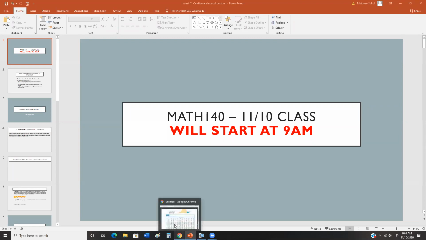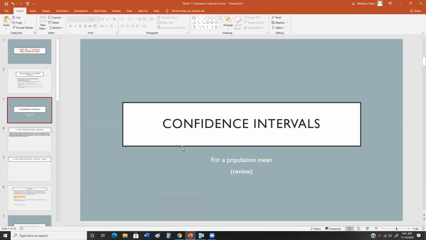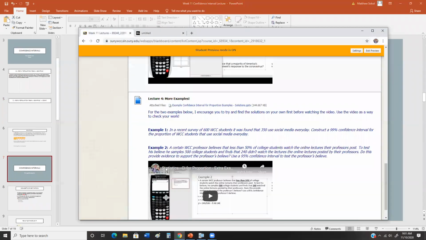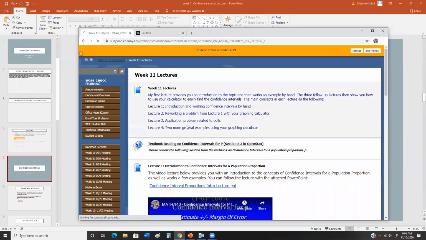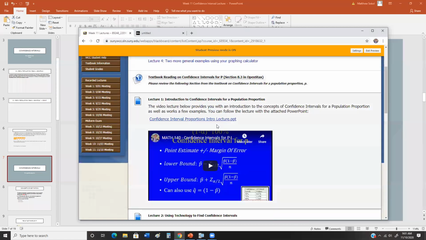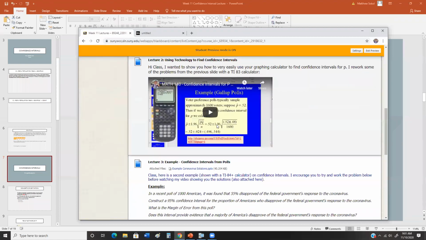So this week, for the review, I'm going to talk about confidence intervals for a population mean. And then the new topic we'll learn is confidence intervals for population proportion. The lectures in the classroom this week under week 11 are basically just a review of everything I talk about in class today, okay?